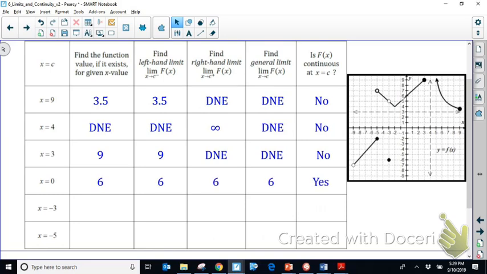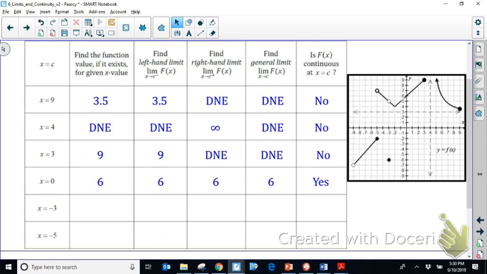But here at 0, we're going to see a change. Now, why is it going to be different? Well, looking at the left and right-hand limits, we can see that they will approach the same number. They will approach a 6. So the general limit does exist. It's at 6. And if I substitute 0 into the function, I exist there at 6. So since the general limit exists and the function can be evaluated for x of 0 to be 6, we can say that the function is continuous at that point.